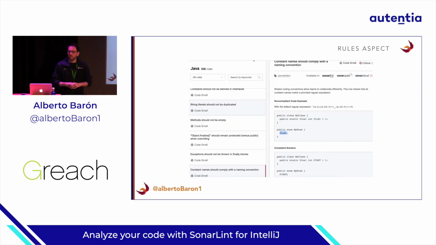And here you have the rules aspect. When you go to the link that I have told you before, you see a group of rules, which are grouped in different categories. And when you click on one, you have in the right panel the description. You can see the category. You can see the priority, the problem that you have in your code, and a way to solve it.